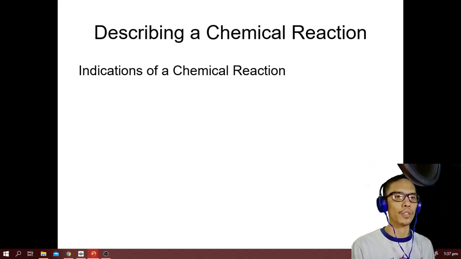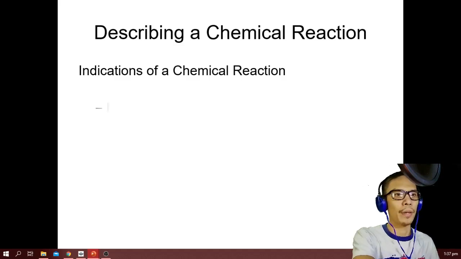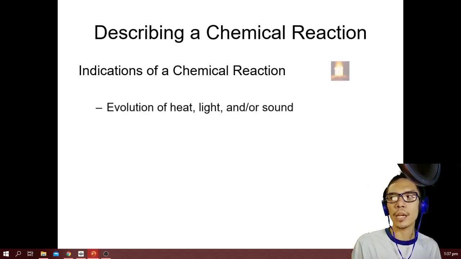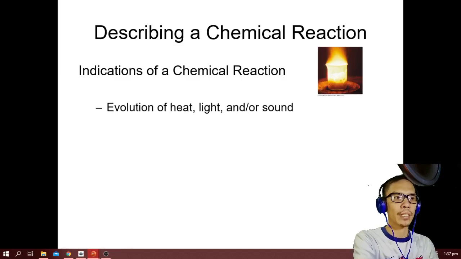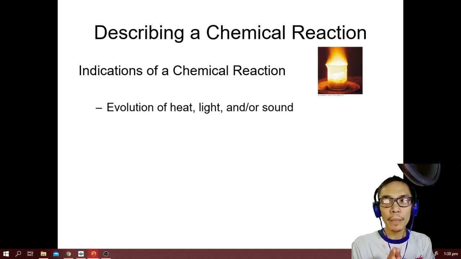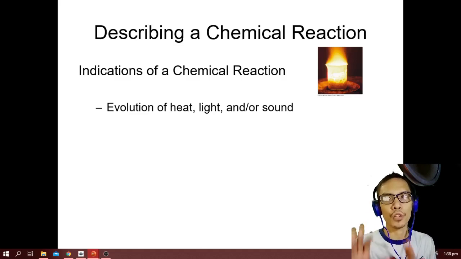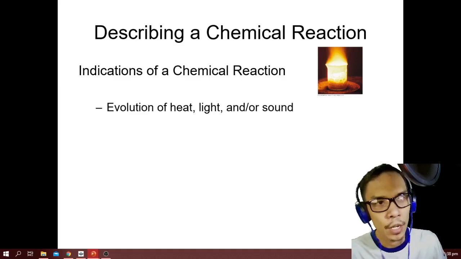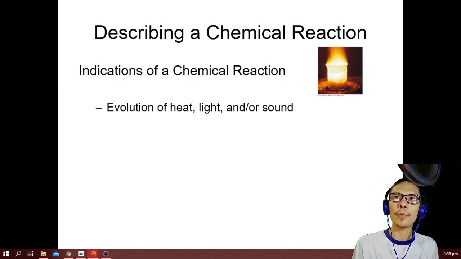Alright, so how do we describe a chemical reaction? These are the indications that a chemical reaction happened. Number one, there is an evolution of gas. There's also an evolution of heat, light, or sound. Whenever you have a chemical reaction, there's an evolution of these things that you have right here.